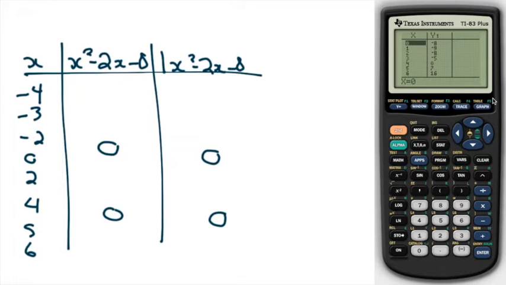So all I need to do to find these values, I just need to scroll through the table, so I'll go up to get to the negatives. So at negative 4 we had 16. At negative 3 we have 7. At 0 we have negative 8. At 2 we also have negative 8. Scroll back down to see 5 and 6. We get 7 and 16.